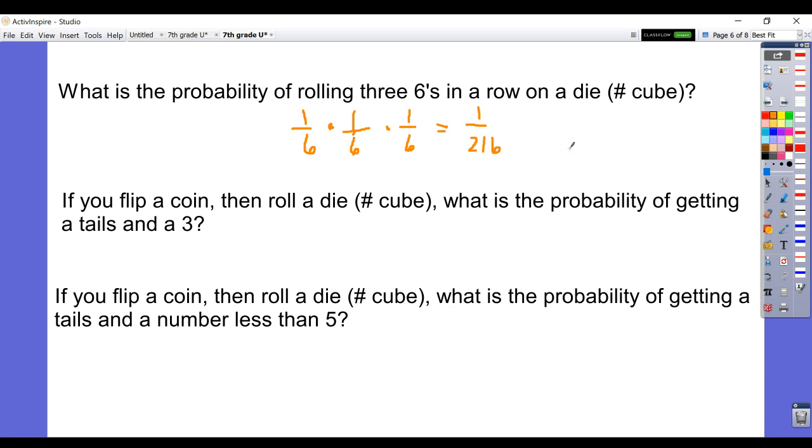So very small probability. If you flip a coin, then roll a number cube or die, what's the probability of getting a tails and then getting a 3? Well, the probability of getting a tails, we know, of course, on a coin is 1/2. The probability of getting a 3 on a number cube is 1/6. And the probability of getting this and this is where you're going to multiply them. So 1/2 times 1/6 makes 1/12.